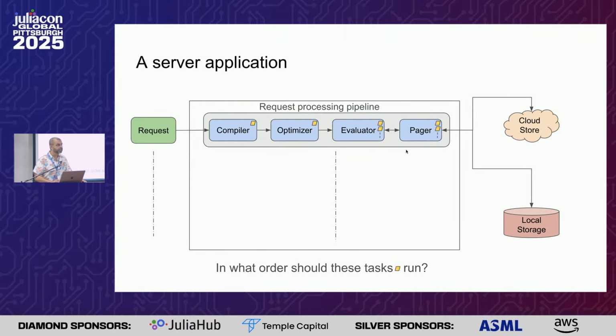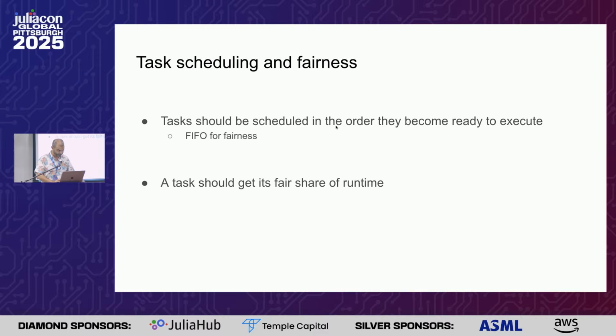So the question you want to ask is, in what order should these tasks run? Especially when you add the other twist that there are multiple requests which come in at different times, and so there are tasks for each of these requests. So in what order should these run? And in what order will they run? So I will assert here, and talk about both these points in more detail in the rest of the talk.